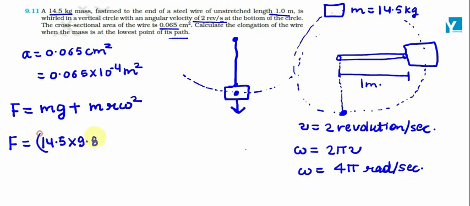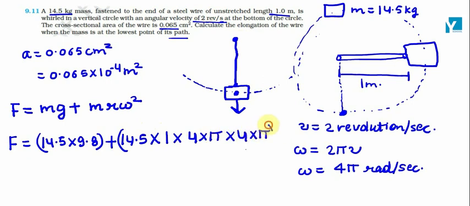So on putting the values, the mass is 14.5 into 9.8 plus 14.5 into again the value of r, that is the length of the wire, which is 1 meter, into omega square. We have calculated the value of omega to be 4 pi, so omega square will be 4 pi into 4 pi. On solving this, the force acting at the lowest point will come out to be 2430 Newton.